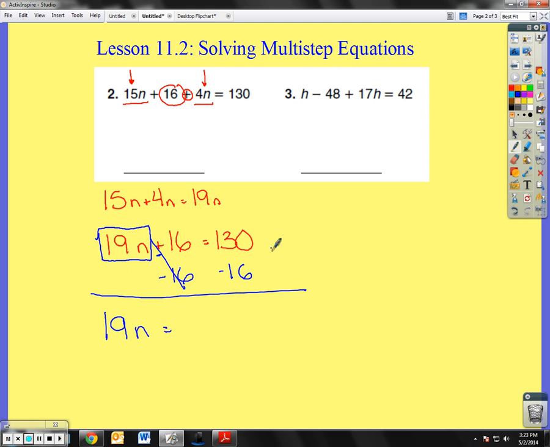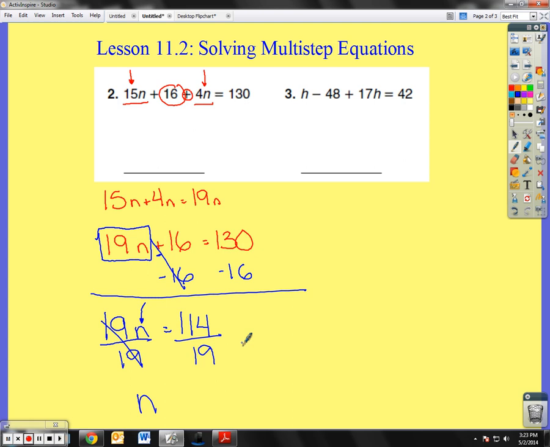That is equal to 130 minus 16. I believe that gives me 114. Okay, that would give me 10. That's 4. Okay, we have 114. Now I need to evaluate for one n. I don't care about 19. I need to get rid of these 19. I'm going to divide both sides by 19. So that way 19 divided by 19 just leaves me that one n over there. I'm just left with one n.